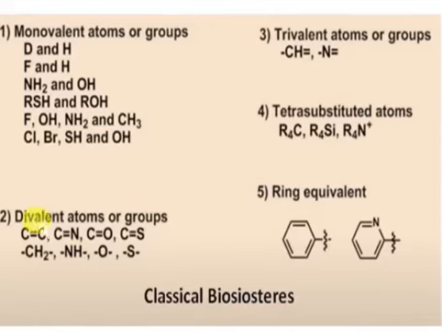Now we have divalent atoms as bioisosteres, so carbon double bond carbon, carbon double bond nitrogen, carbon double bond oxygen, carbon double bond sulfur, they are bioisosteres of each other. Similarly, CH2, NH if disubstituted, oxygen if disubstituted, and sulfur if disubstituted, they are also bioisosteres of each other. Right? Similarly, here we have ring equivalents, so benzene and pyridine are equivalent to each other as well. So these are classical bioisosteres.